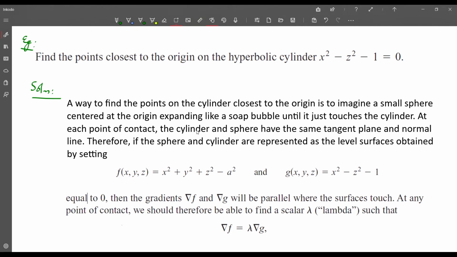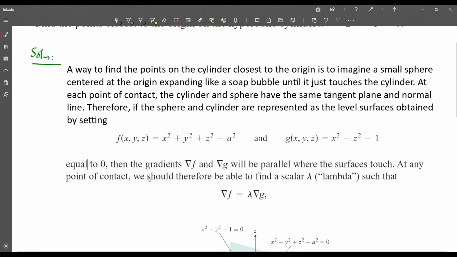At each point of contact, the cylinder and the sphere have the same tangent plane and normal line. Therefore, if the sphere and the cylinder are represented as the level surfaces obtained by setting f of x, y, z equal to x square plus y square plus z square minus a square, and g of x, y, z equal to x square minus z square minus 1 equal to 0, then the gradients del f and del g will be parallel where the surfaces touch.